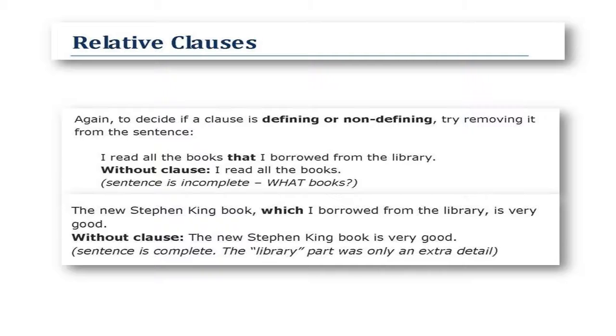The new Stephen King book, which I borrowed from the library, is very good. Without the clause, the new Stephen King book is very good. This sentence is complete. The library part was only an extra detail.